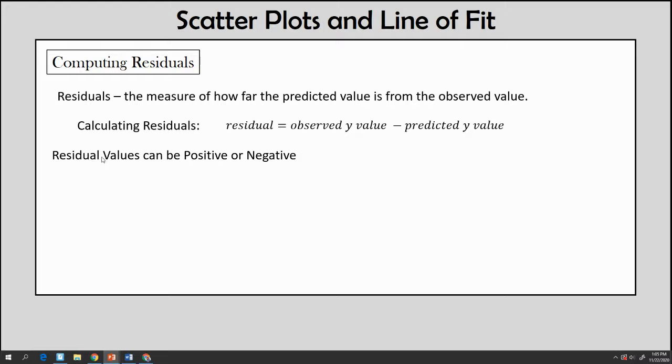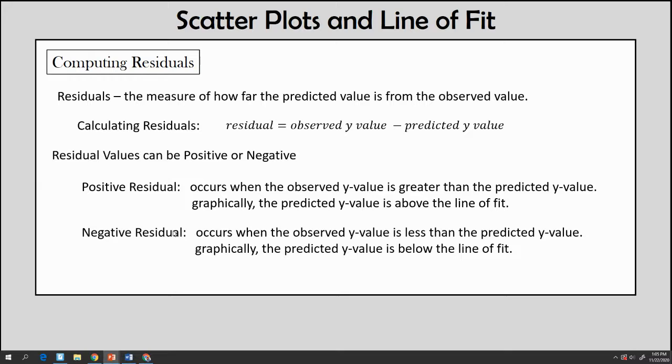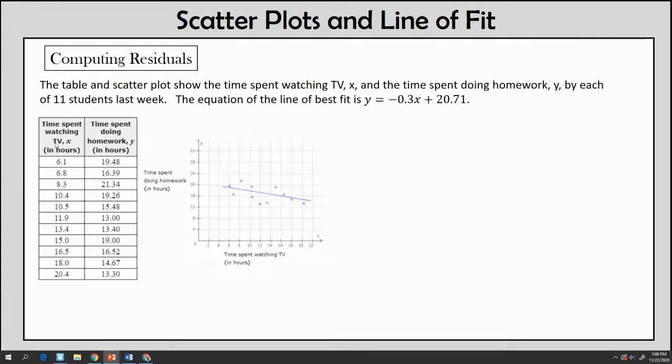Residual values can be positive and they can be negative. If it's a positive residual value, that means the observed Y value is bigger than the predicted Y value. Graphically, that means the observed point is above the line of fit. A negative residual value is when the observed value is less than the predicted value, and the observed point is then below the line of fit.